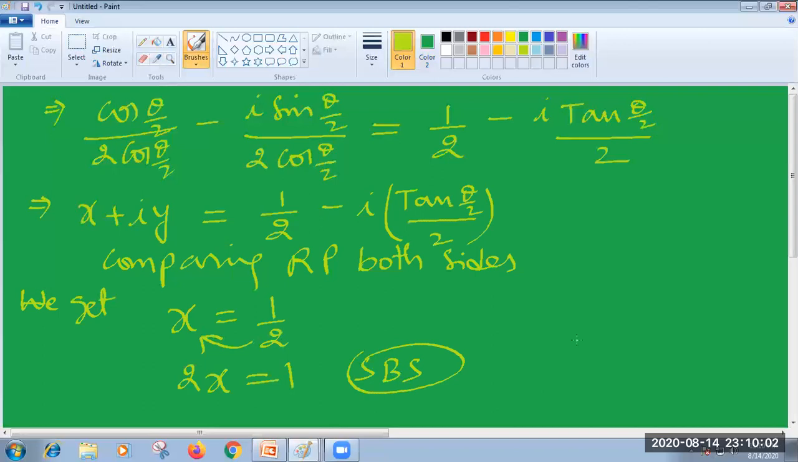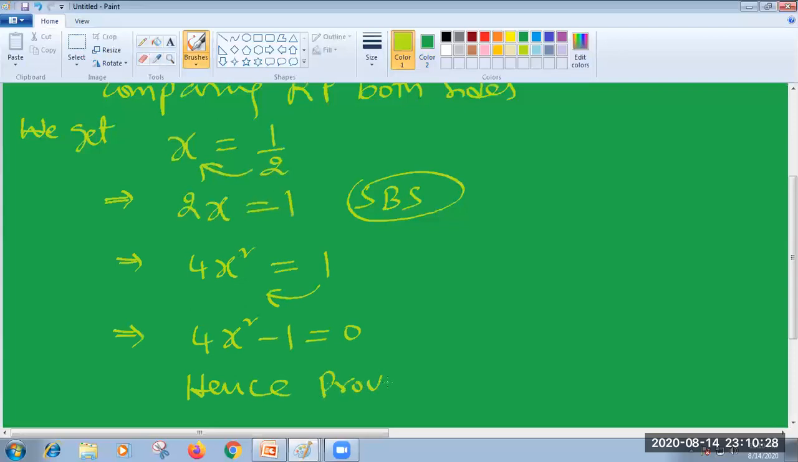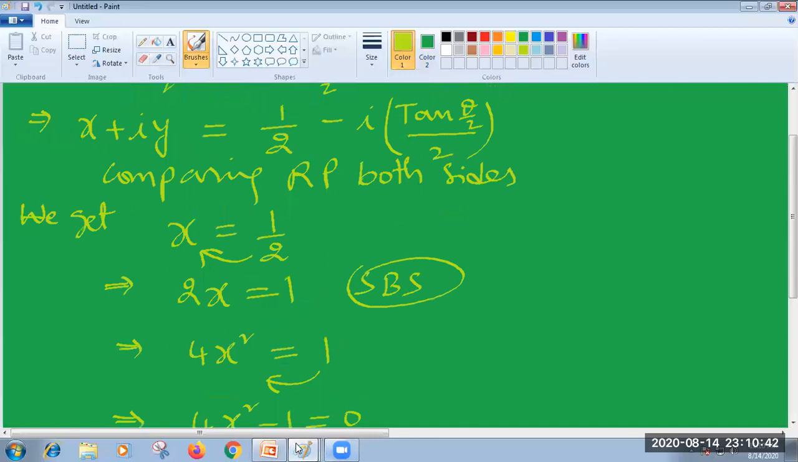Now squaring both sides, 2x is equal to 1, squaring both sides, this is 4x square and 1 square is 1, and writing 1 on the left side, 4x square minus 1 is equal to 0. So this is the required condition. What is required? 4x square minus 1 is equal to 0, which we had to prove.